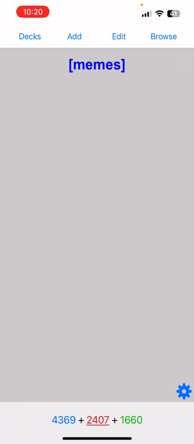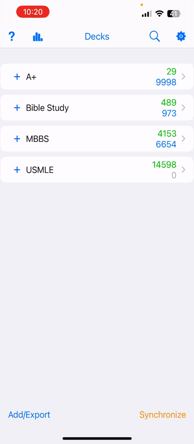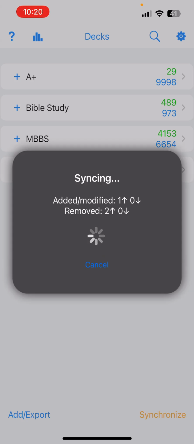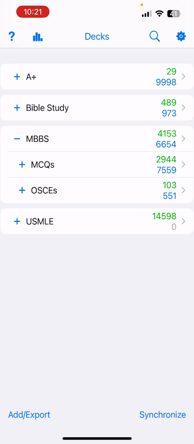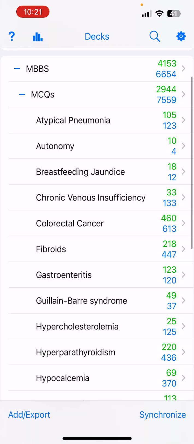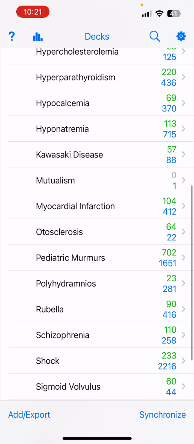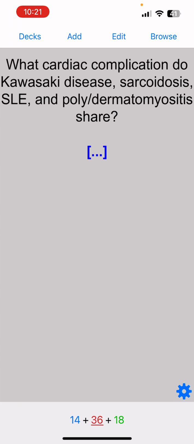Alright, you know what? I just got an idea. Instead of going through everything, let me start with a topic first, and then when we finish the topic, we can do everything. I think that's a better idea. Yeah, let's do that. So let's go to Kawasaki disease, because I've been meaning to do a video on Kawasaki disease. So here we go.